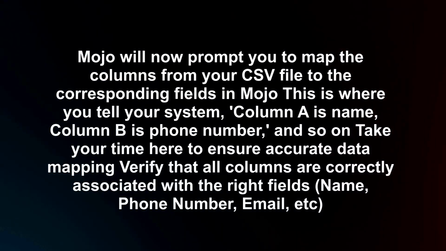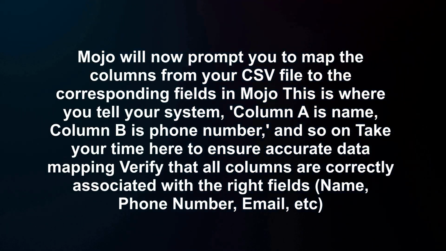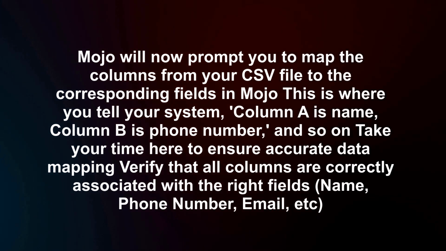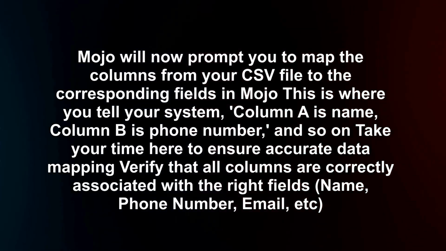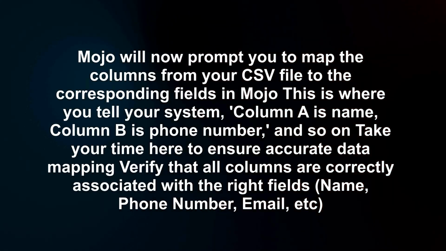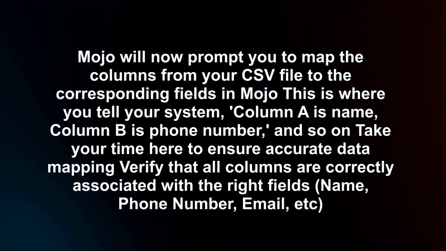Mojo will now prompt you to map the columns from your CSV file to the corresponding fields in Mojo. This is where you tell your system, column A is name, column B is phone number, and so on. Take your time here to ensure accurate data mapping. Verify that all columns are correctly associated with the right fields: name, phone number, email, etc.